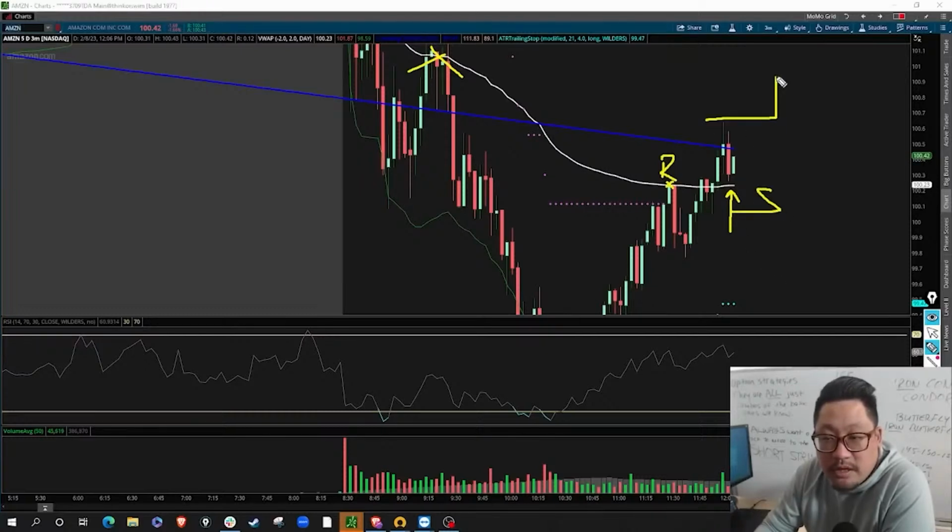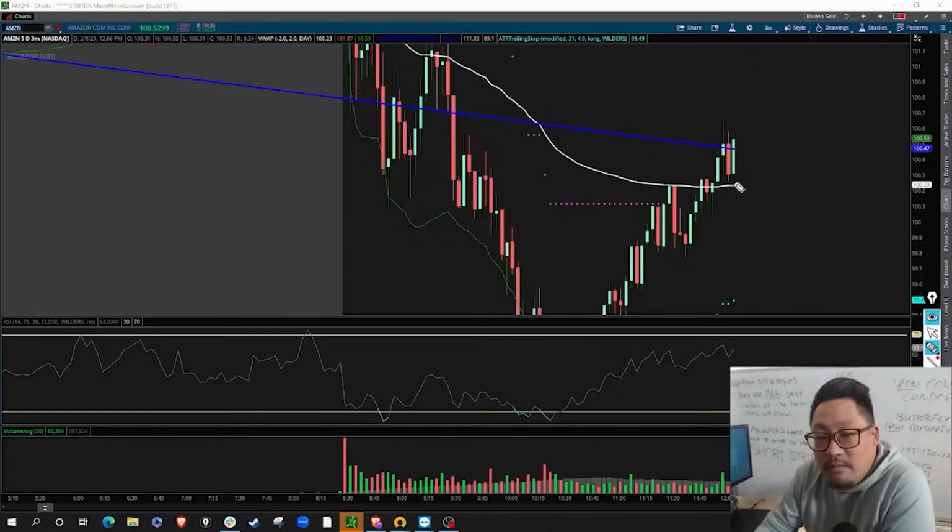So I promise you, if we break this level, you're going to see Amazon work towards this level, probably around 101 here. I can't guarantee it. Maybe I shouldn't have said promise, but that's the general outcome. That's the thinking here. Now, remember, above the VWAP, we want to be aggressive bullish, right? Oh, what are these little dots? Are they blue or pink? They're blue.